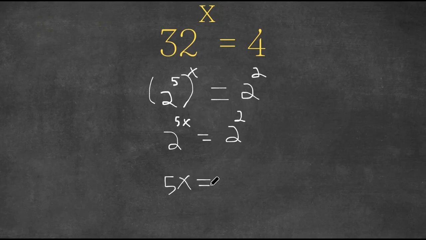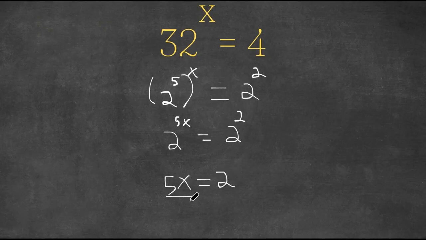is equal to 2. And if you guys still don't understand why I converted the 32 into 2 to the power of 5 and the 4 into 2 squared, well, it's because we want the same bases. So that's why 2 is a common base for both of these numbers. So now, as you can see, because both of them have the same bases, we can simply set the exponents equal to each other. And now we can simply solve for x.